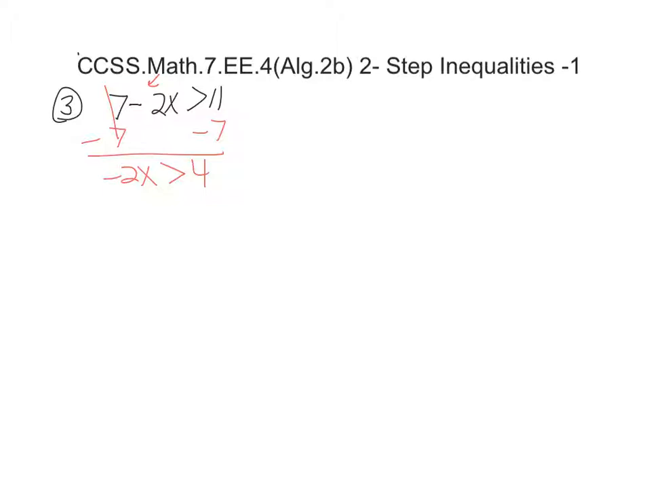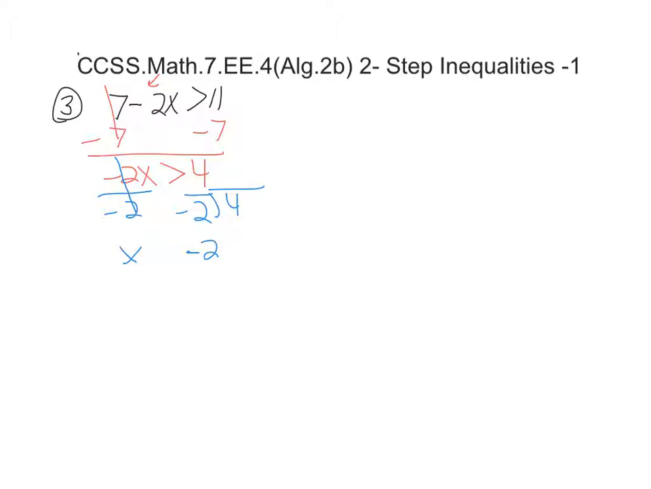Now, this is the tricky thing, so pay attention. We're still working on the x side, and x is being multiplied by negative 2. So to undo it, we divide by negative 2 on both sides, because we're keeping these things in balance. You divide that, and you're left with x, and this here would be a negative 2.